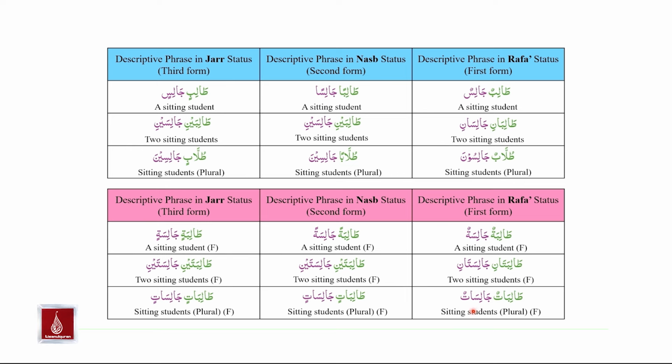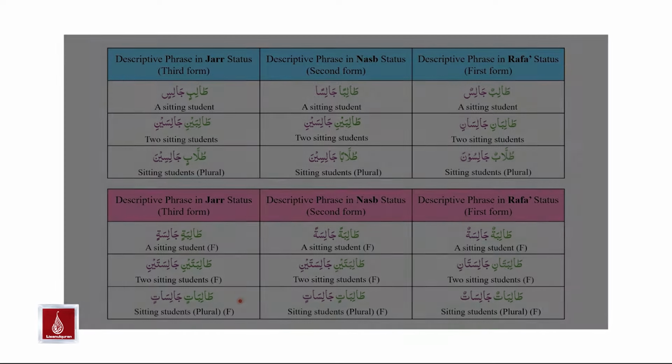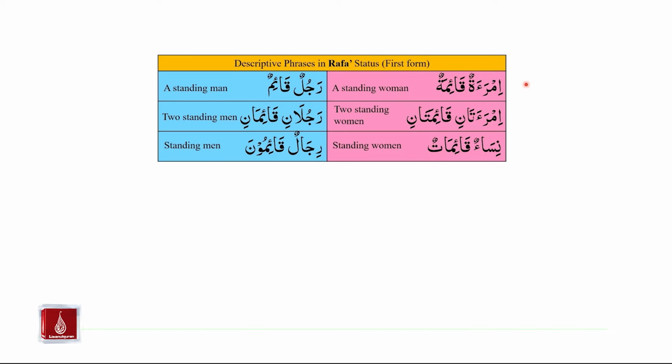Talibatun jalisatun. Please notice the atun ending sound at the end of talibatun and jalisatun. Atun ending sound indicates feminine non-broken plural. So the meaning of talibatun jalisatun is sitting students, referring to plural and feminine. In the nasab status, we have talibatin jalisatin, and in jar status, we have talibatin jalisatin. The following descriptive phrases are in the rafa status.